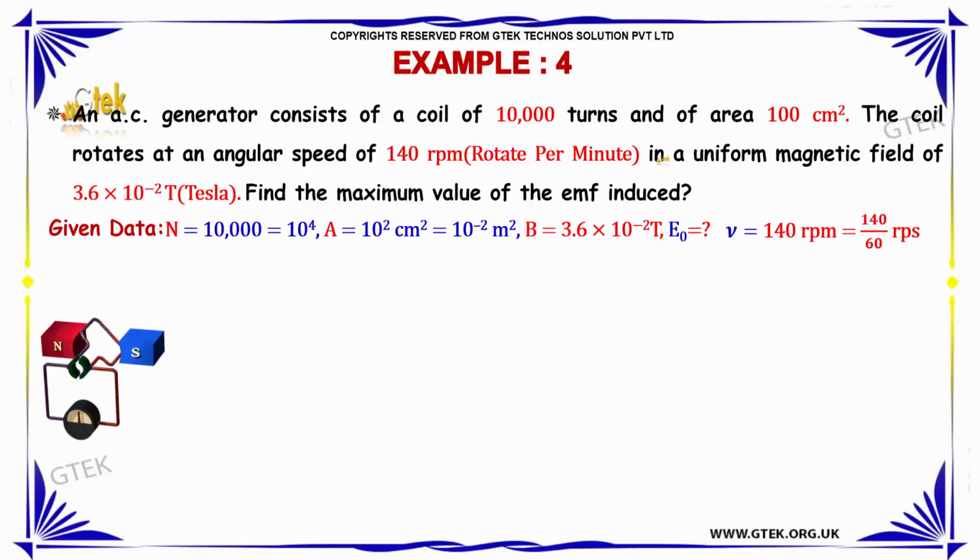That's the question. So N is equal to 10,000. Area is equal to 10 power 2 centimeter square, that's 10 power minus 2 meter square. B can be given as 3.6 into 10 power minus 2 Tesla. We need to identify E naught. Nu is equal to 140 revolutions per minute, that is 140 divided by 60 rotations per second. Let's move on to the solution.